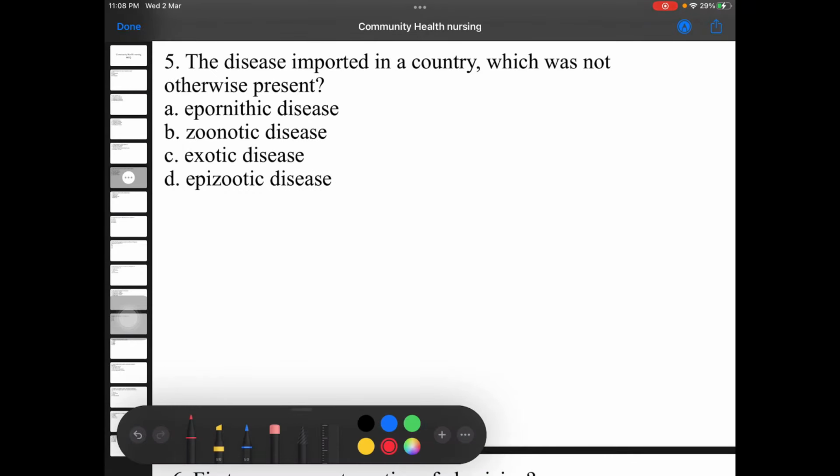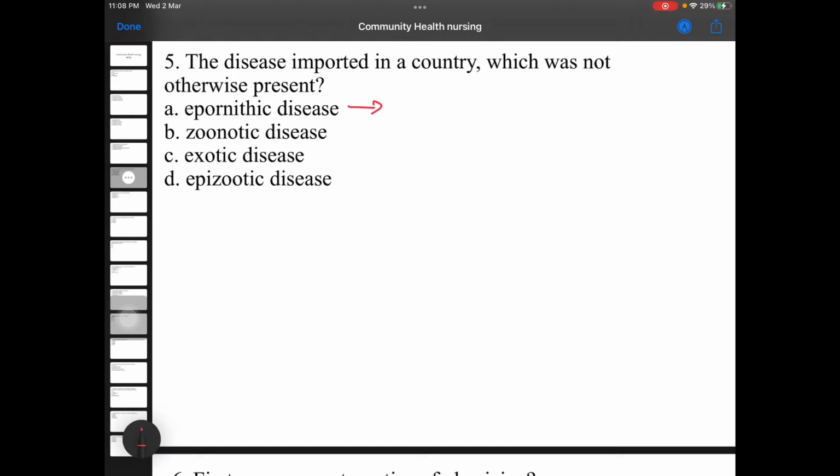Question number 5. The disease imported in a country which was not otherwise present. Option A, epornithic disease. Option B, zoonotic disease. Option C, exotic disease. Option D, epizootic disease. So what is epornithic disease? It is the outbreak of disease in bird population.